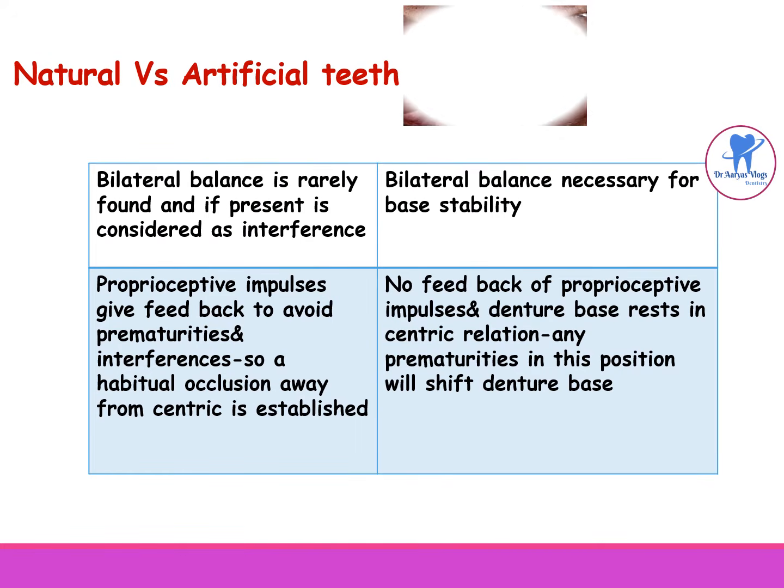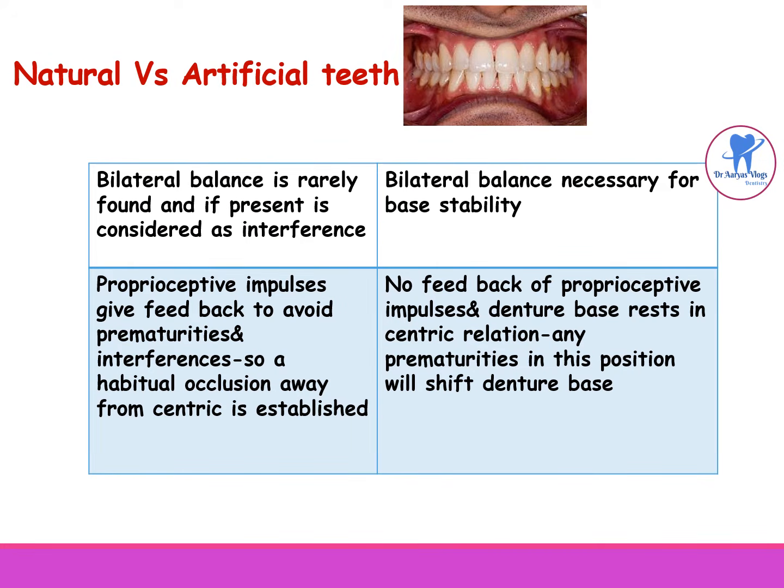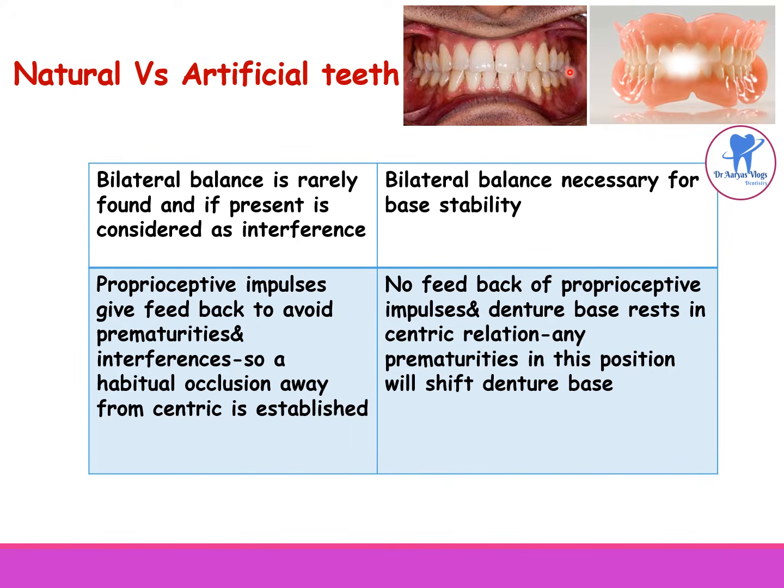So in natural teeth, bilateral balance is rarely found, and if present, it is considered an interference. But in artificial teeth, bilateral balance is necessary for base stability. Here the proprioceptive impulses give feedback to avoid prematurities and interferences, so a habitual occlusion away from the centric is established. Here there is no feedback of proprioceptive impulses and the denture base rests in the centric relation. Any prematurities in this position will shift the denture base.